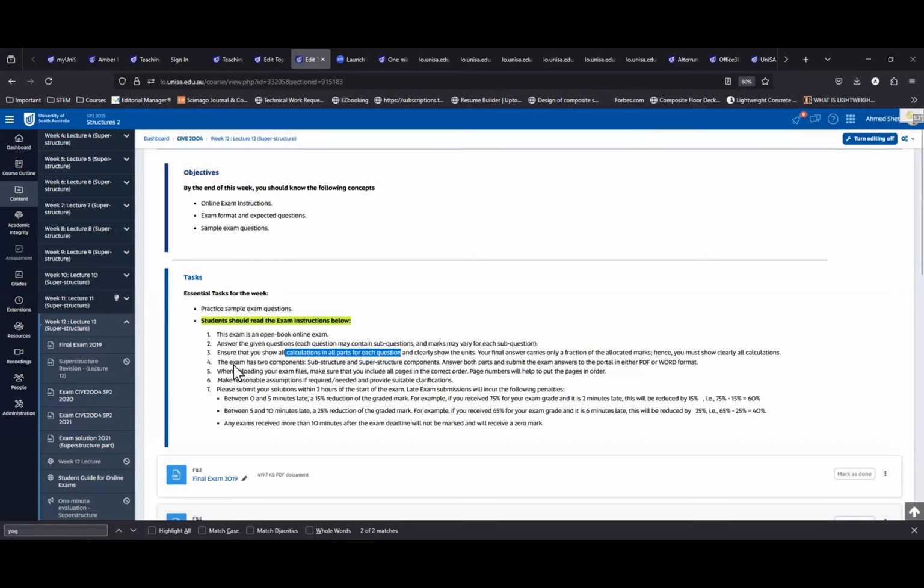Okay. Also the exam, as you know, has two components, superstructure and substructure. As the marker will mark all of the exam at once, you can answer both parts in the same file and then submit the answer to the portal. The portal will be open during the exam test so that you can submit your work.